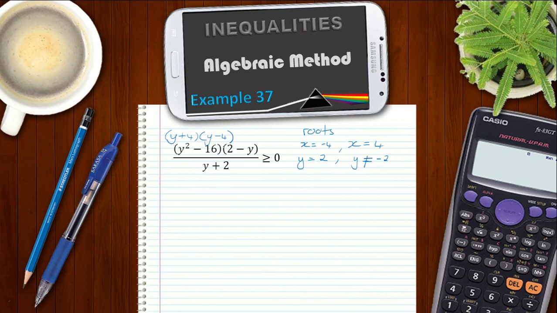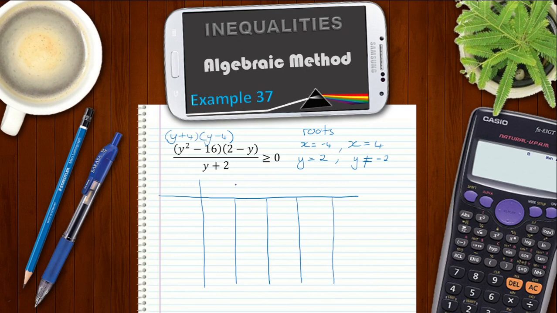Okay, so now here's what we do. We are going to draw a table, and in this table at the top part we are going to list the roots, and on the side part we are going to list the factors. So for every root we just have to draw a line like this. We have to arrange the roots from smallest to biggest. The factors don't matter, but the roots must be smallest to biggest.